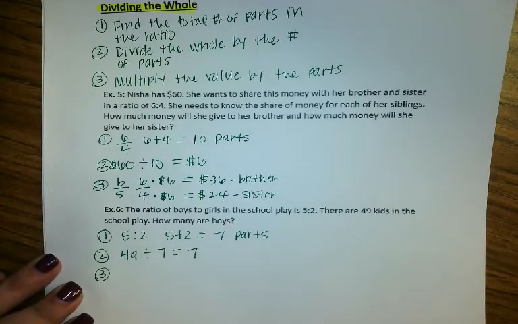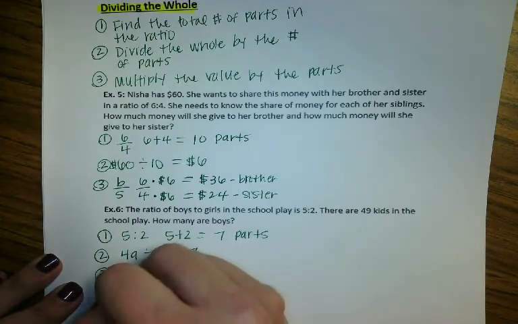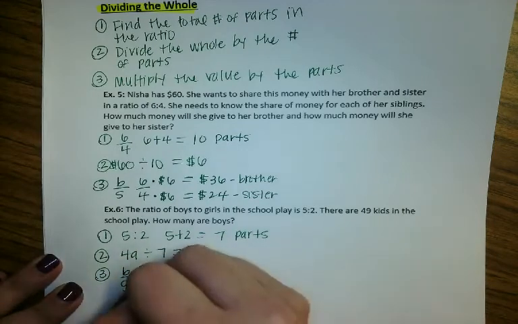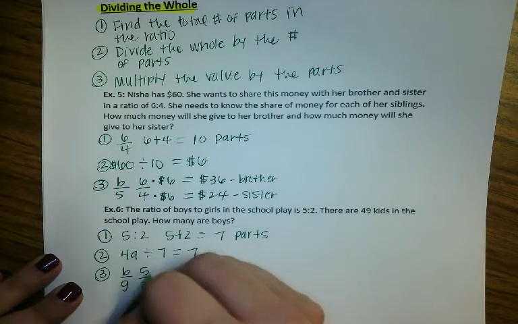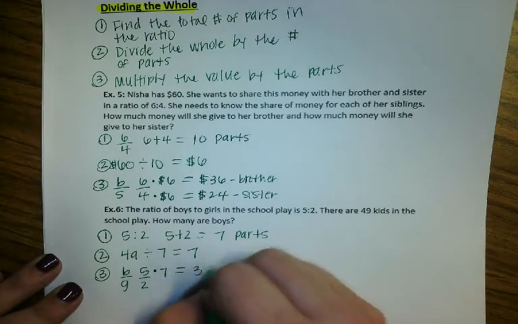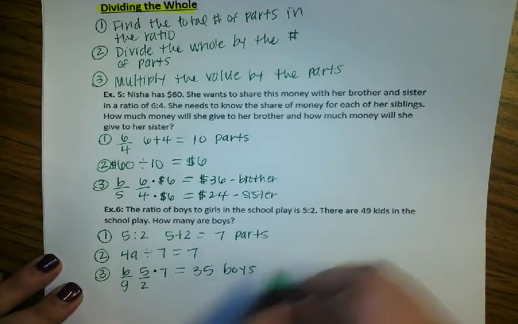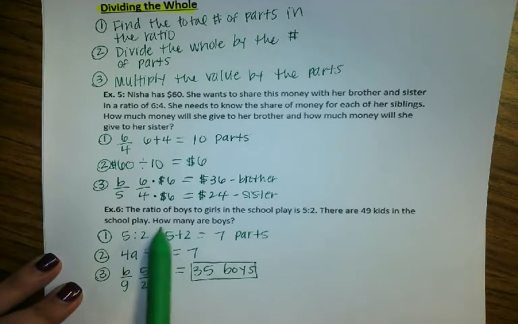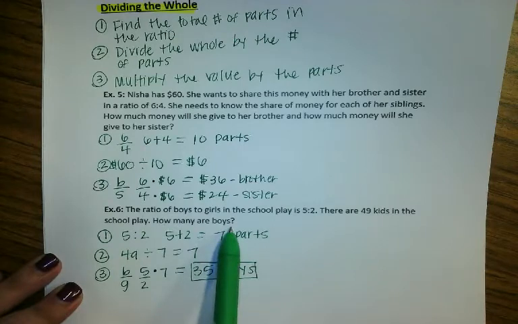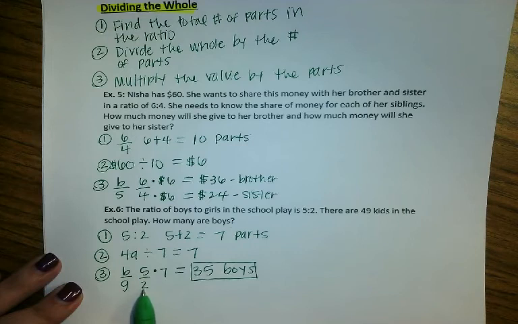And then step 3 is to go back to our original ratio of boys to girls, which was 5:2. And 5 parts of boys would be 5 parts times 7 students. So there are 35 boys in the school play. And that's our final answer because the question only asked us for the number of boys in the school play. If we wanted to find the number of girls, we could also multiply 2 parts girls times 7 students and find that information as well.